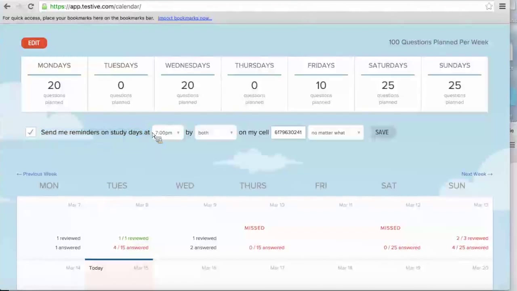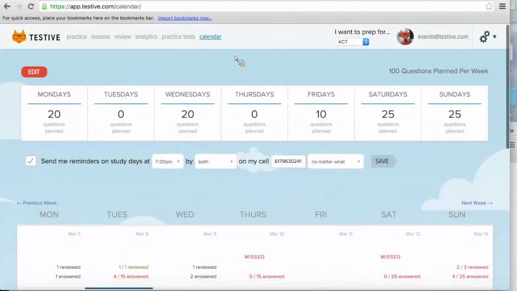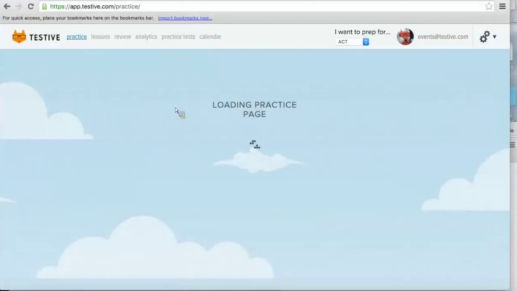So really good for students who have so much on their plate and can't always be remembering that they have SAT stuff as well to study for. So he set up his calendar. He's going to go into practice. So Sly's problem area was algebra.